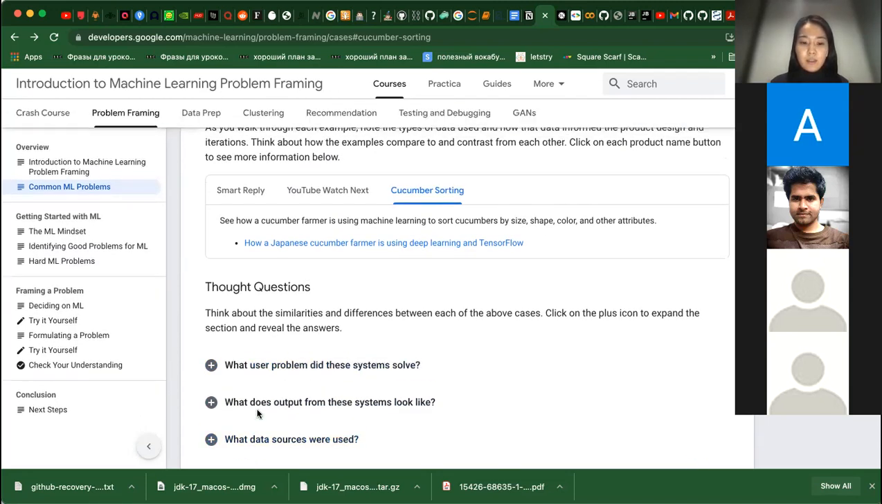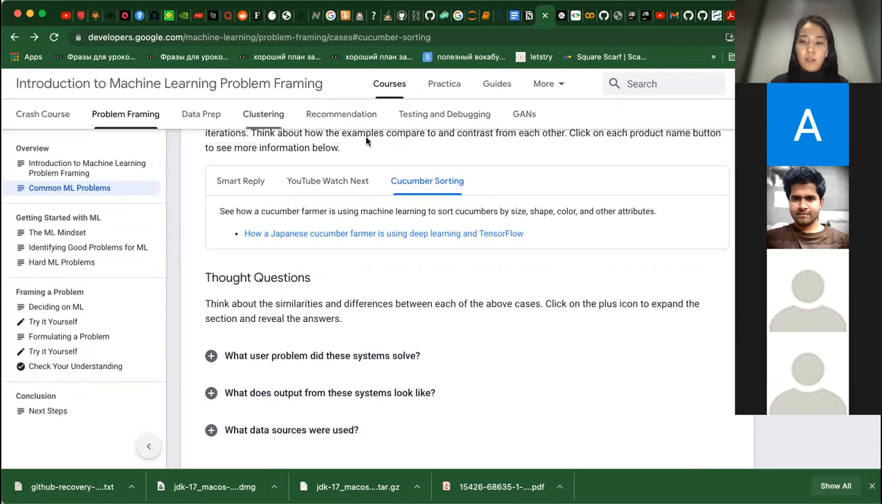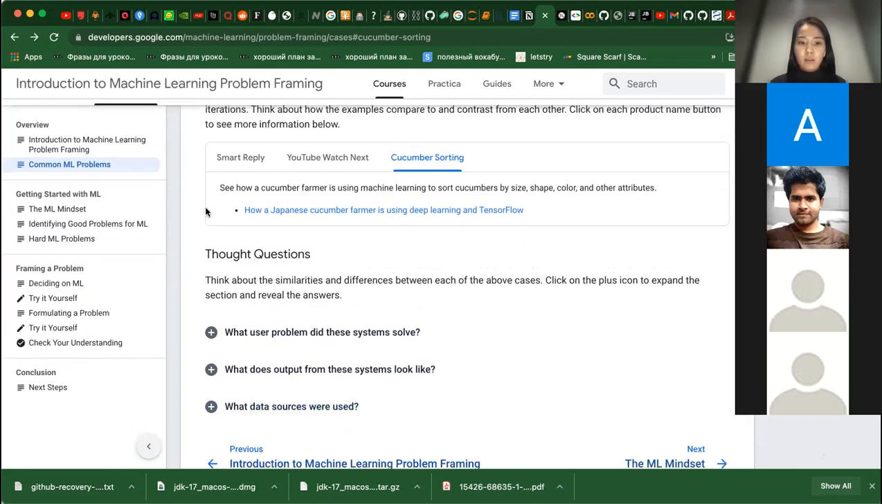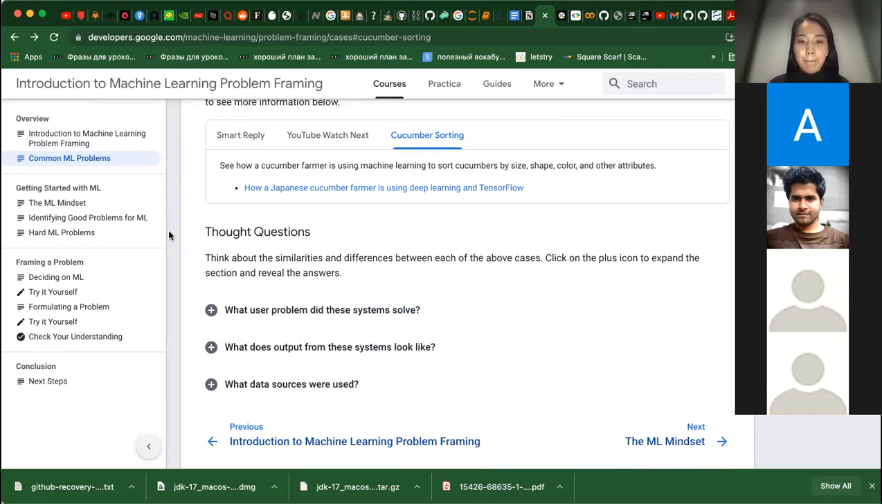And the data source for these three examples, what do you think? What data was used to train the model to achieve the result? I think for the smart reply, it's language, the words. And for YouTube Watch, the number of clicks maybe, or the number of minutes you watch a video. Yeah, that's cool. Okay.